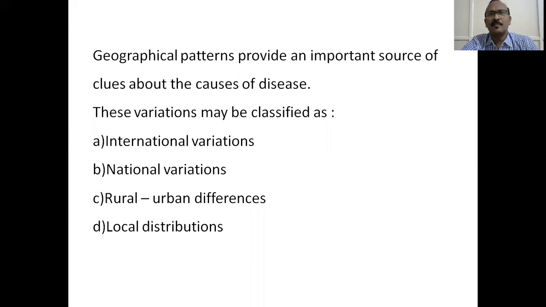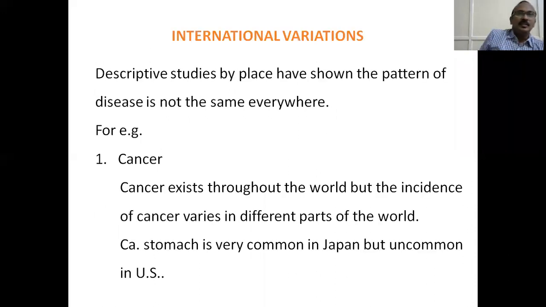Now, these geographical patterns or geographical distribution of disease or pathology provide an important source of clues about the disease. These variations or patterns can be classified as international variations, national variations, rural-urban differences, and local distributions. Now, international variations. Descriptive studies have shown the pattern of international variations, and it means that the pattern of disease is not the same everywhere, in every place.